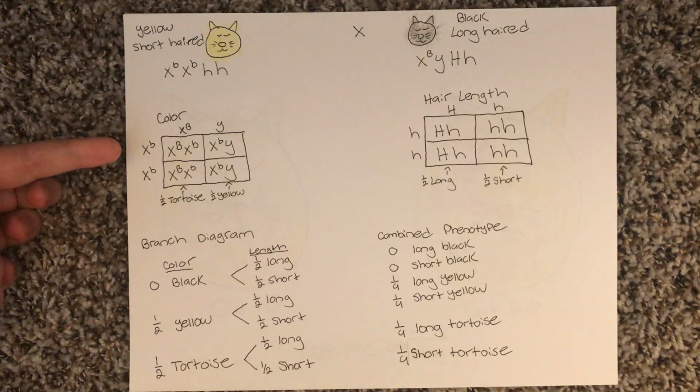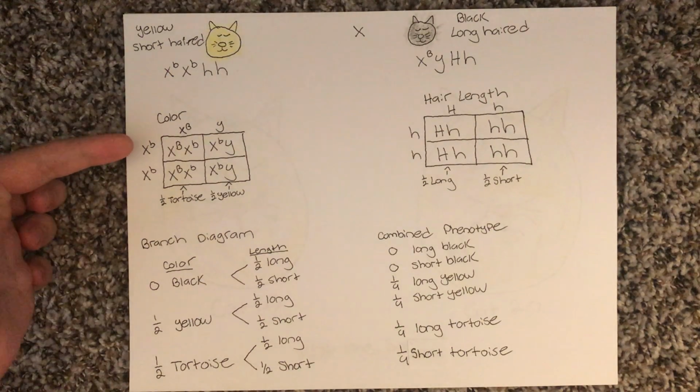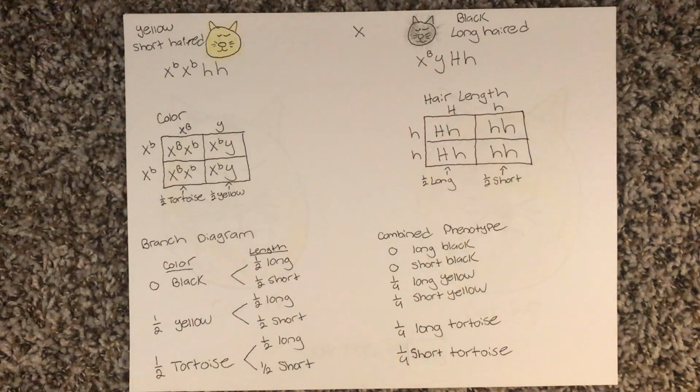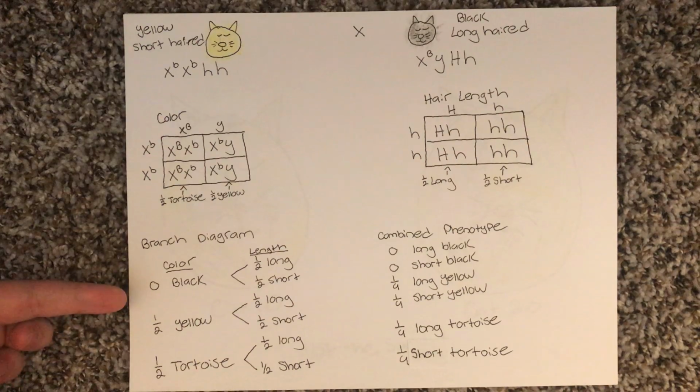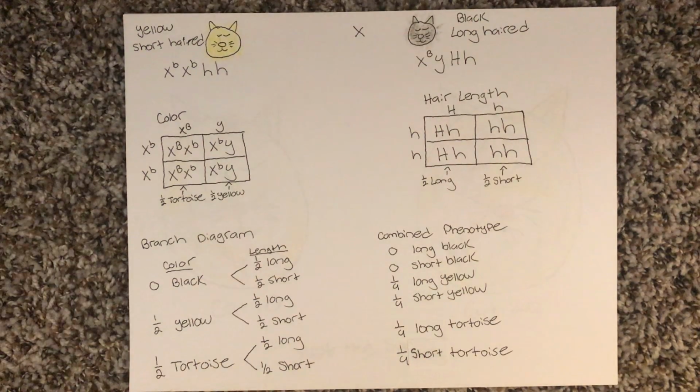Since my first category is color, I do a Punnett square where I'd write the mating male on top. Since he's black, he must be X big B and Y. The mating female on the side would be homozygous X little b. As seen, the females would be tortoiseshell and the males would be yellow. I'll start by writing 0 black, half yellow, and half tortoiseshell in my branch diagram.